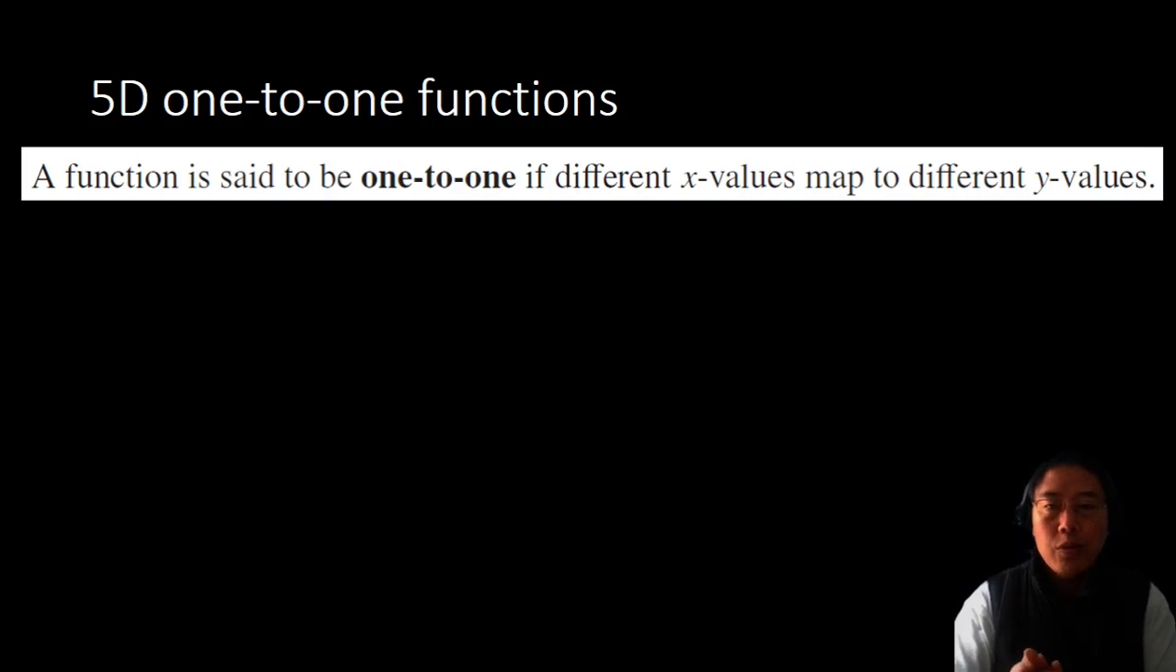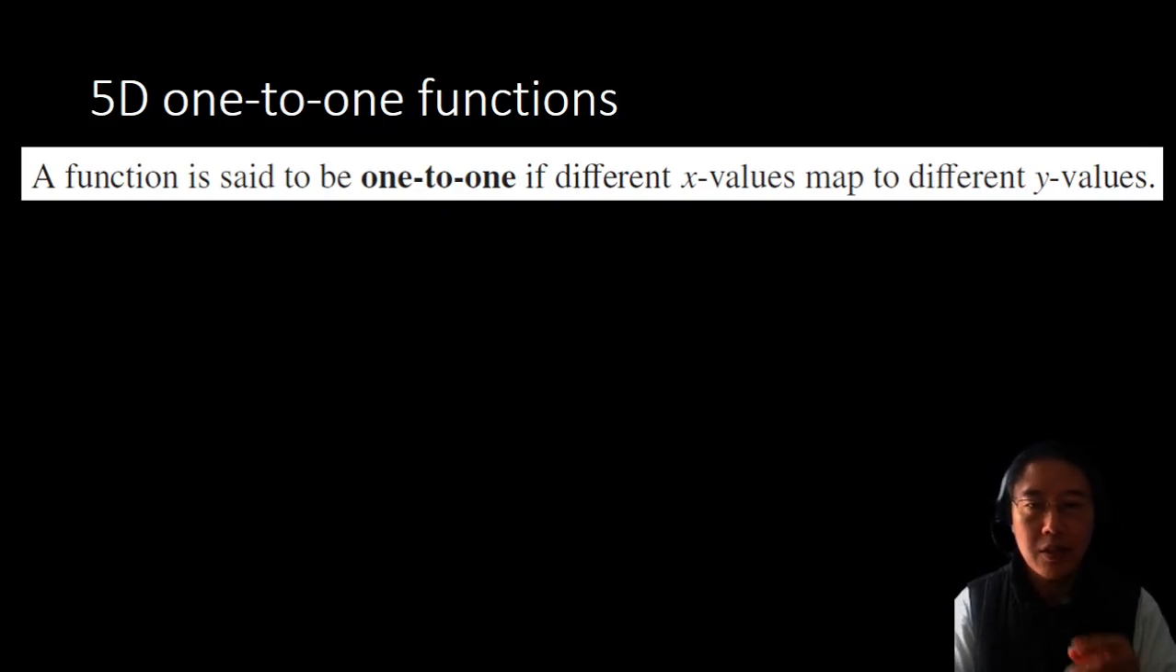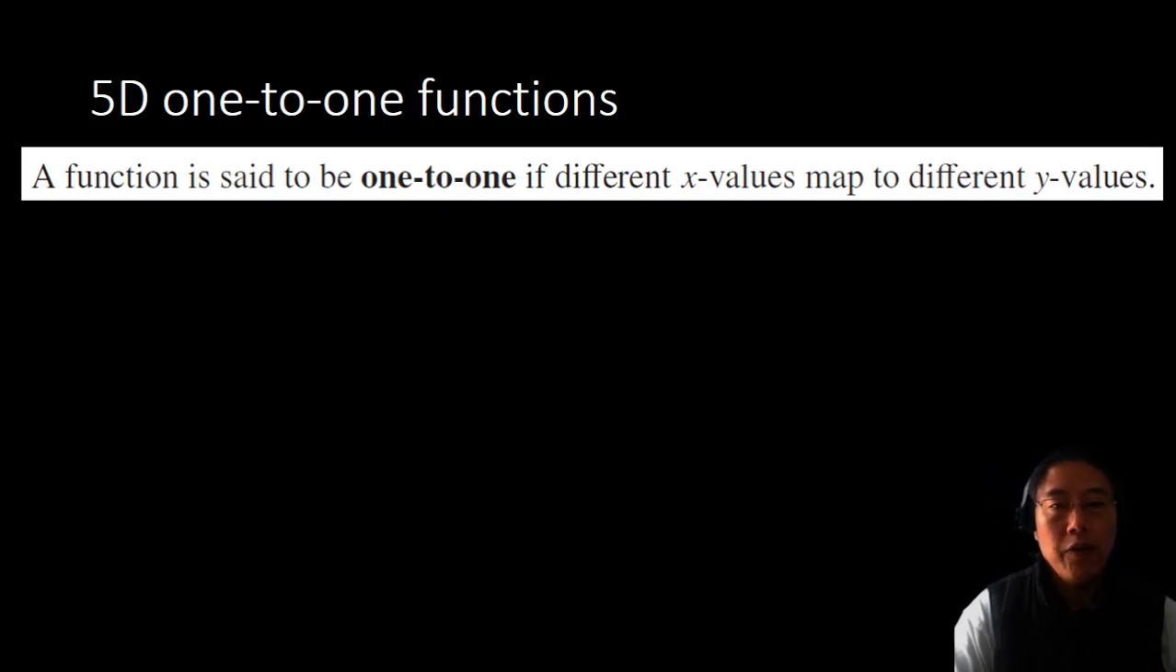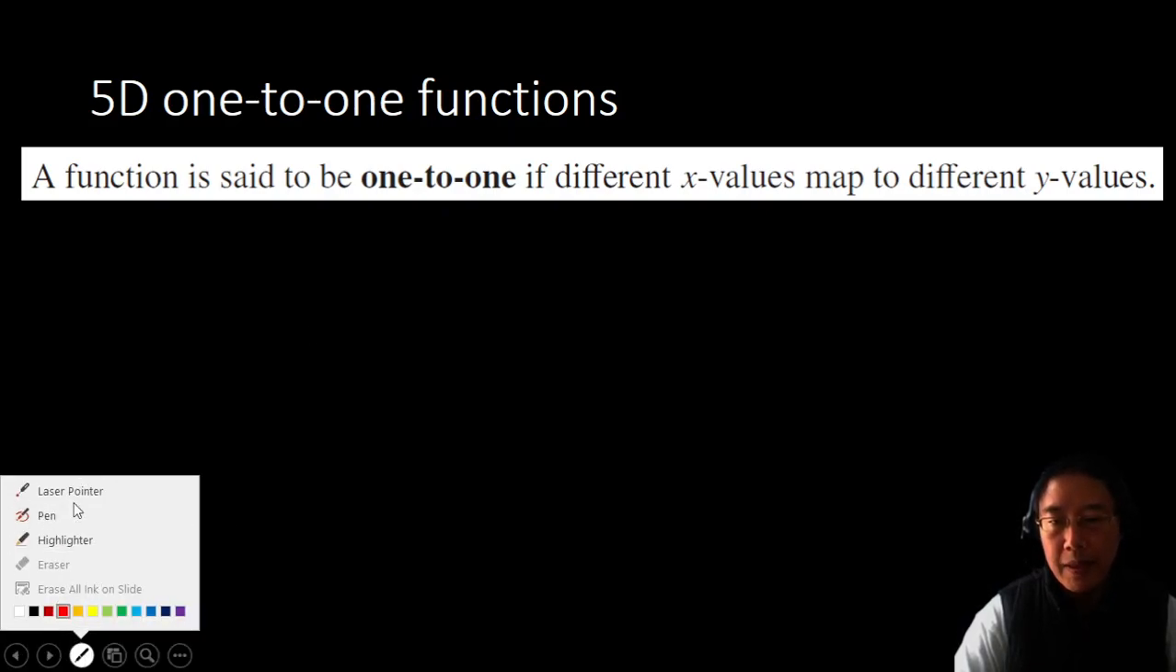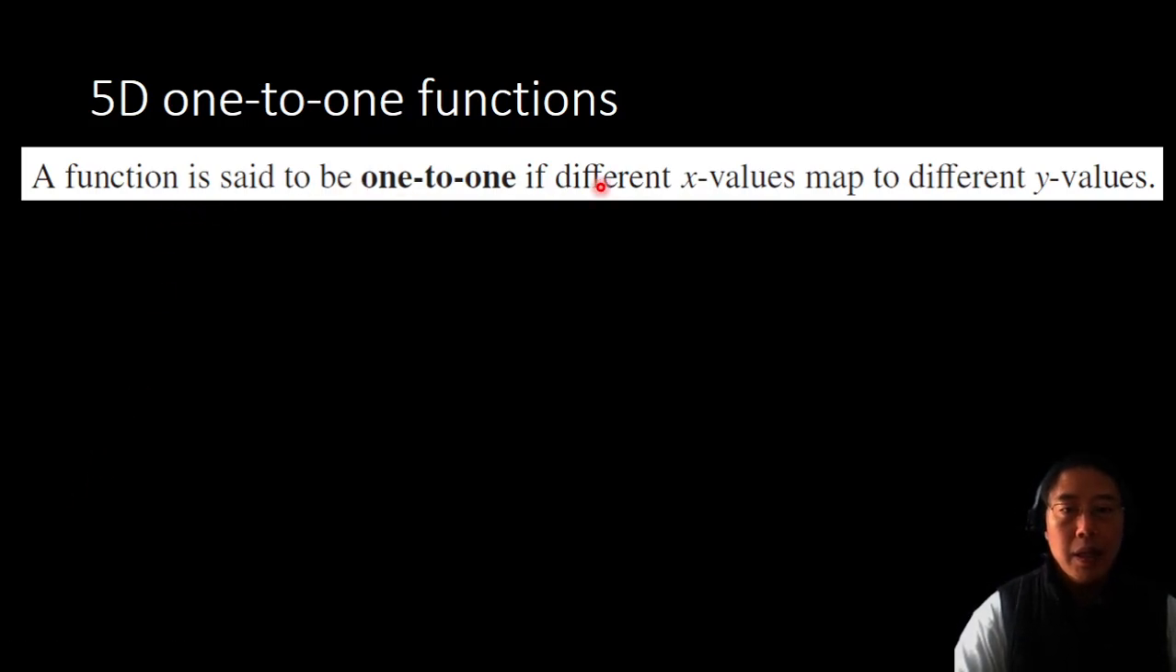Alright, so we continue from 5a and 5b. I'm just going to skip 5c. Let's go straight to functions. So a function is f of x, or the y coordinate is an expression in terms of x, and we're going to look at one-to-one functions. What it means by one-to-one is that for one x will correspond one y. So technically, it happens if different x values map to different y values.